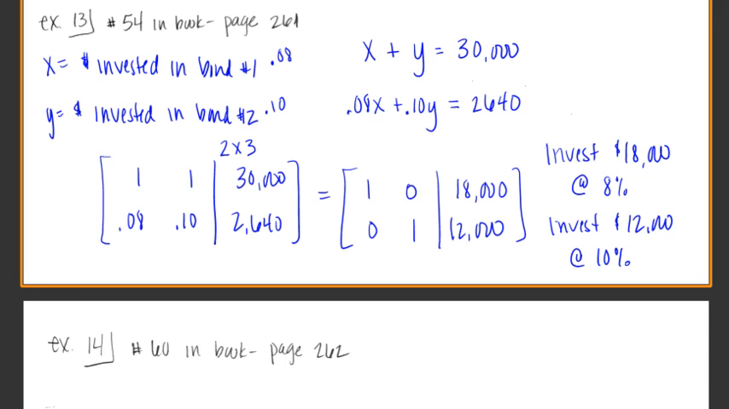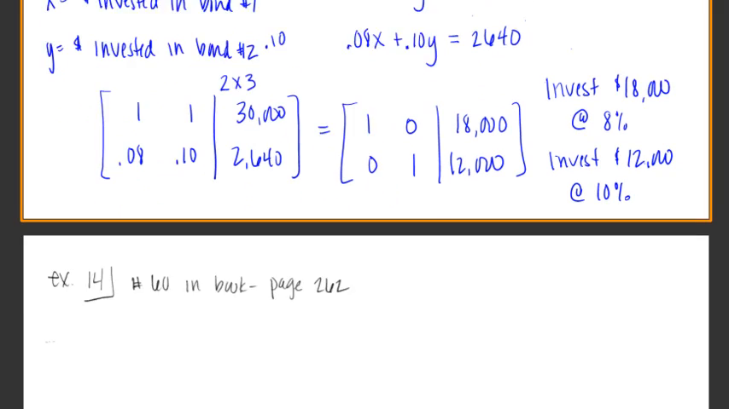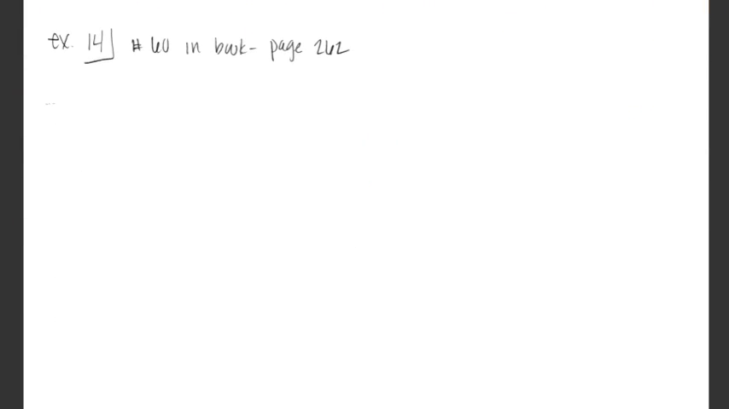And this is really good, it's a double check. If I add up 18,000 and 12,000, it gives me the $30,000 which she wanted to totally invest. Okay, so let's just do one more and then we'll call this part of this video done and we'll go on to the next part on matrices.